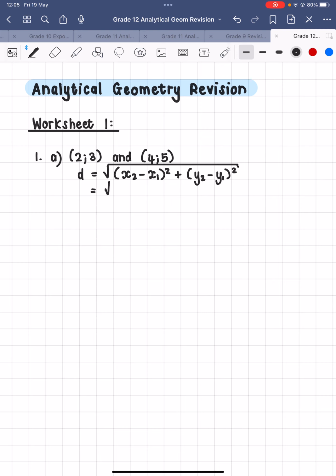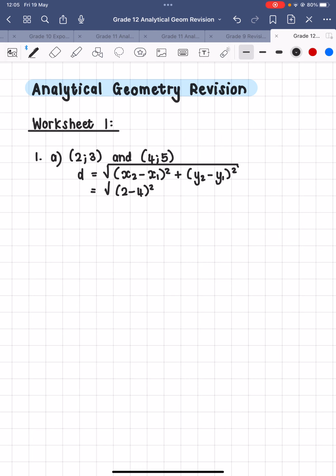Okay, so what this means is we're going to take the x value of one of the points minus the x value of the other. It doesn't actually matter which one you start with. You can start with either of them. So let's go with the first x value, which is 2, minus the second one, which is 4, and then you square it. Guys, if you do it the other way around, you'll get the same answer, because 2 minus 4 is negative 2, and negative 2 squared is 4.